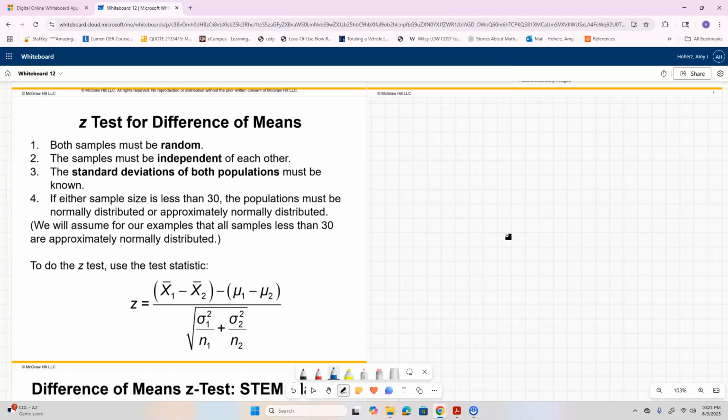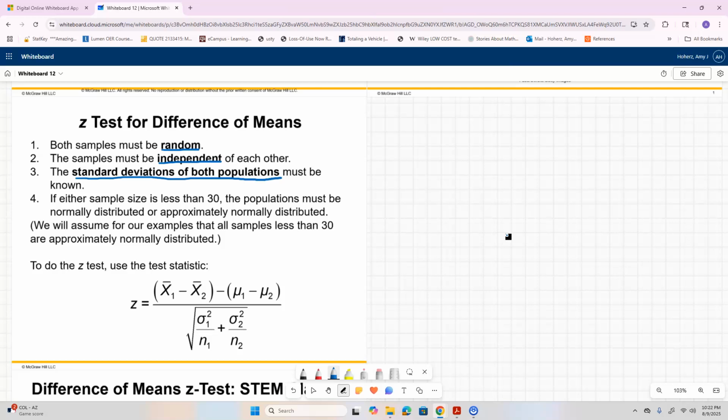When we do these types of tests, both samples must be random. The 2 samples also have to be independent of each other. And for doing a z-test, we have to know the standard deviations of both populations. If for some reason you knew the standard deviation of one population but not the other, then we'd have to treat it as if we didn't know either one of them. And then we like the sample sizes to be 30 or more.